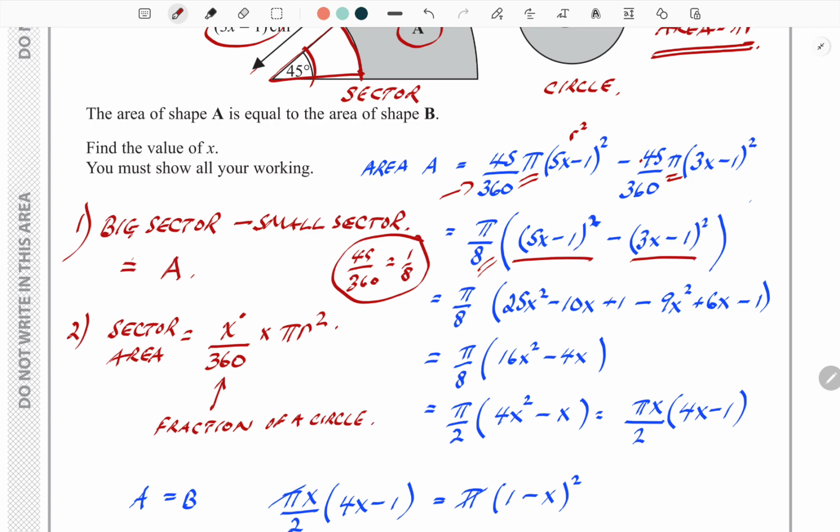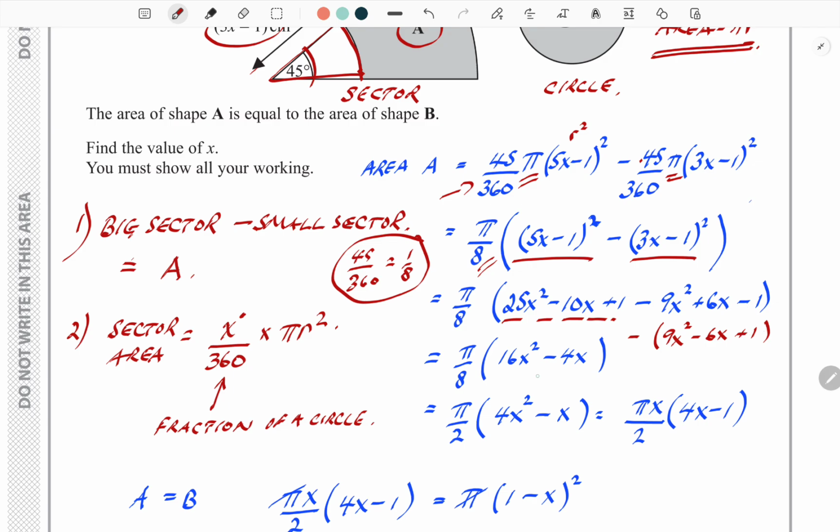And then what we have here is expanding the brackets out. Now, I'm going to assume that you know how to expand brackets, all right? 25x squared minus 10x plus 1. That's from the first one. Now, the second one, I'm just going to show you what's going on here. It's 9x squared minus 6x plus 1, all right? But you've got a minus on the outside there. So the minus 9x squared is fine. Then minus 6x becomes plus 6x, and minus plus 1 is minus 1, all right?